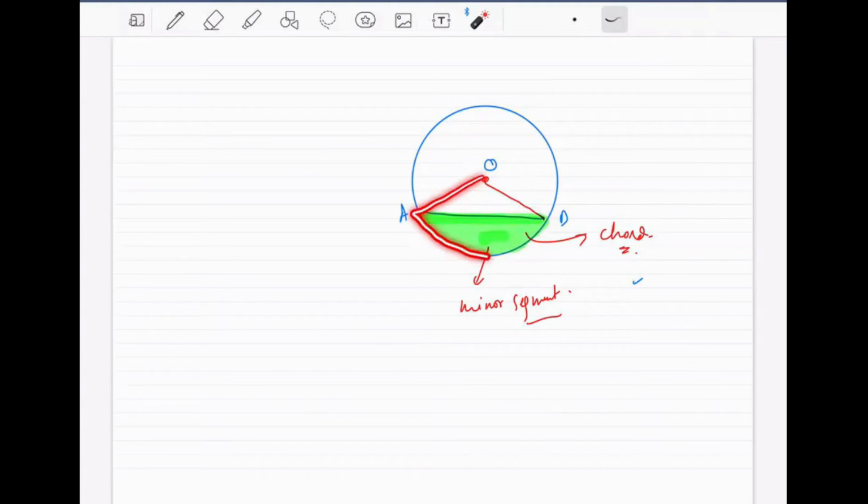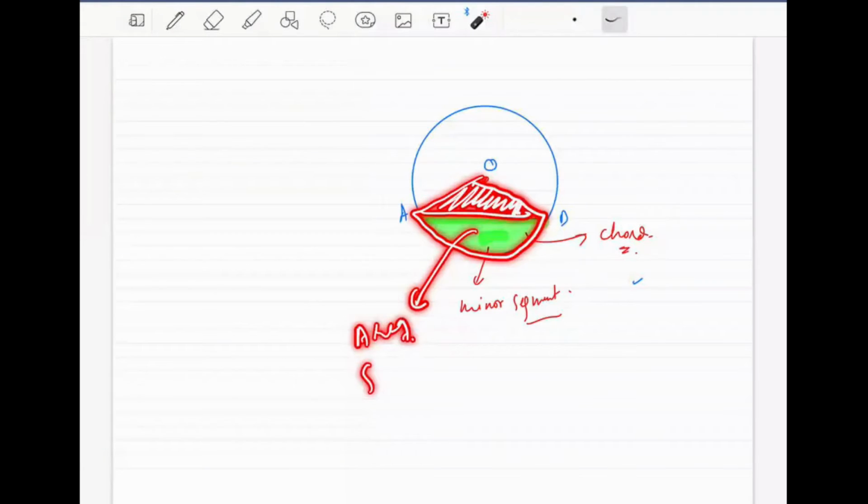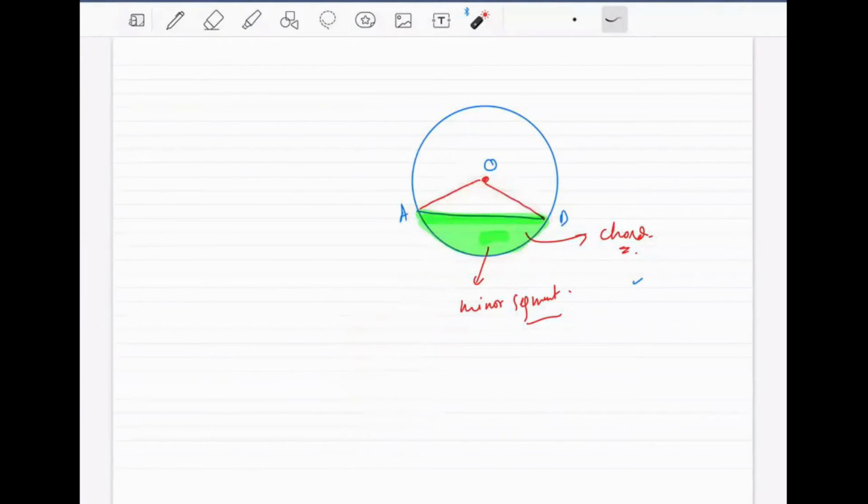So out of the whole thing, if I cut off this portion right here, then what we are going to get is the green portion, the area of the segment, right? So to find out the area of a segment, we will find out the area of the sector first, this whole portion first. We will find out the area of this triangle portion then, and then we will subtract the two. That way we are going to get the value of the minor segment.